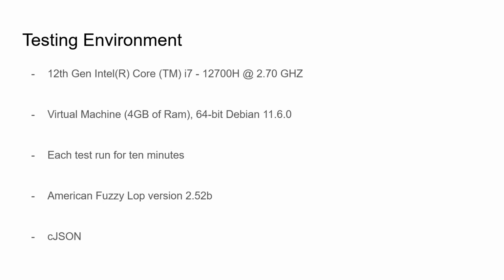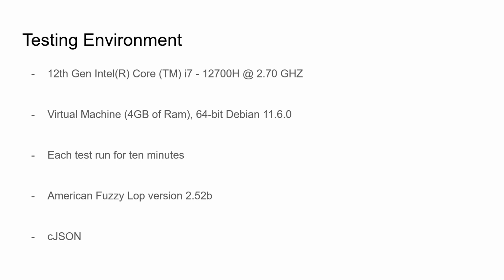Testing these programs was done on a 12th gen Intel Core i7 2.7 gigahertz processor. It was run on a virtual machine, which was allocated 4 gigabytes of RAM and 4 processor cores. The virtual machine was running a 64-bit Debian 11.6.0 distribution. Each test was run for 10 minutes. It's not an overly long amount of time, but it's enough time to get usable results.